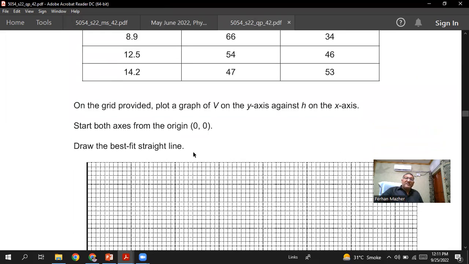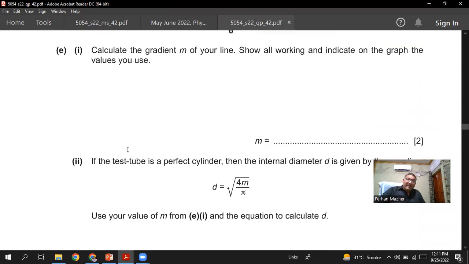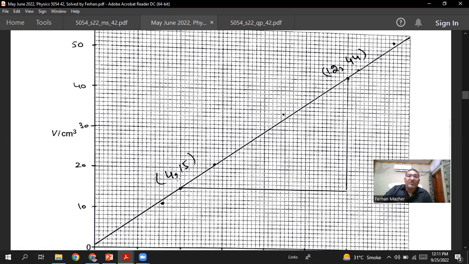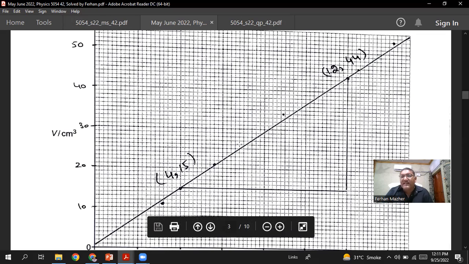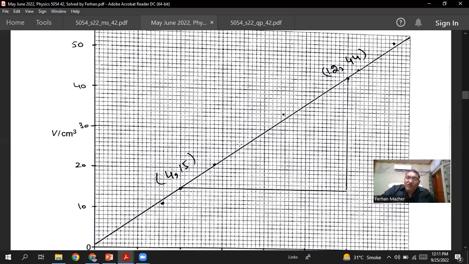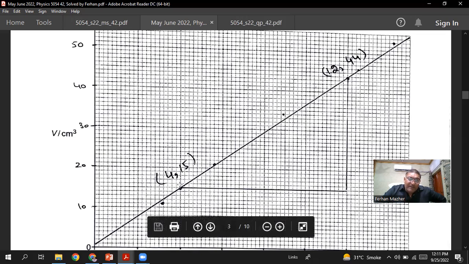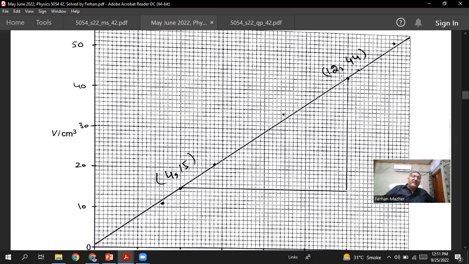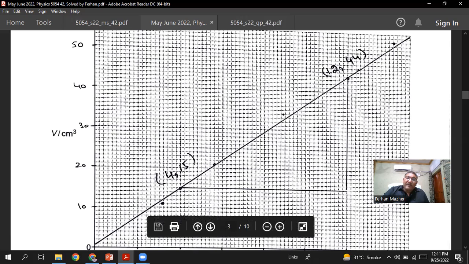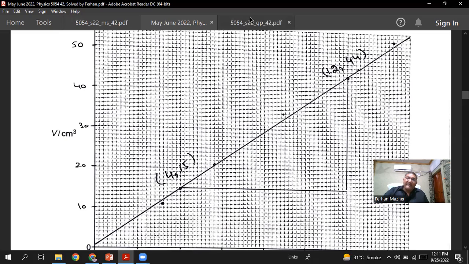Now the question is, once you have drawn the line of best fit, they say calculate the gradient M of your line, show all working and indicate on the graph the values you use. If you want to find out the gradient of this line, the method is very simple. You take 2 points on this line of best fit. For example, I've taken this point, that's 4,15. I've taken this point, that's 12,44. And I will apply the formula of the gradient, that is rise by run. So I joined these points and I completed a triangle. This is rise and this is run. So the gradient is rise by run.